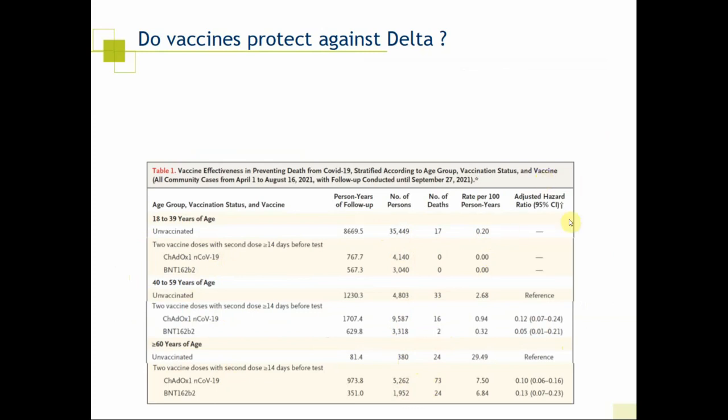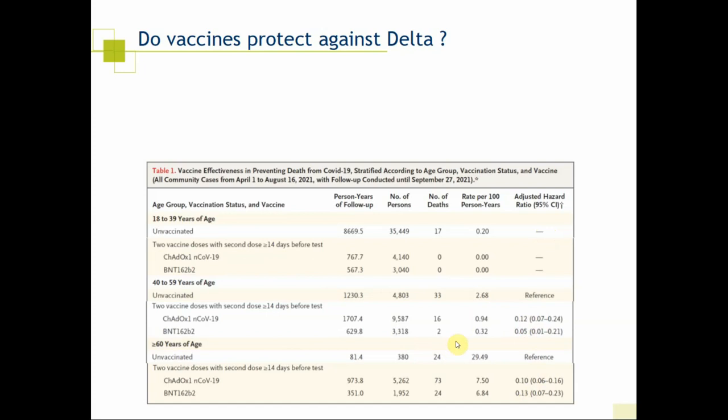So the main statistic that they calculated is the adjusted hazard ratio, which takes into account all the other cofactors, like heart disease, obesity, this kind of stuff. So this number here is the adjusted hazard ratio. That means 0.12, 0.05, 0.10, 0.13. That means if you've been fully vaccinated, you've got about 10-fold less chance of dying from a Delta variant SARS-CoV-2 infection compared to someone who has not been vaccinated.